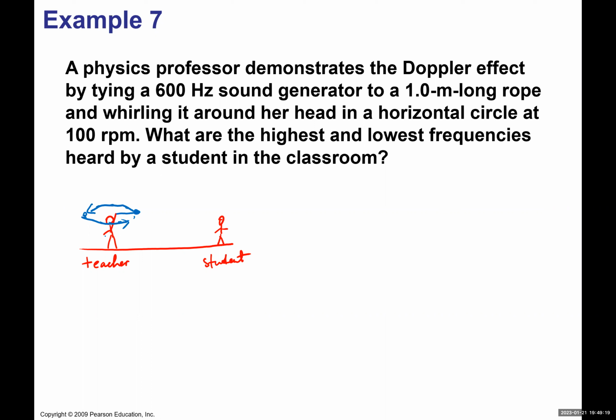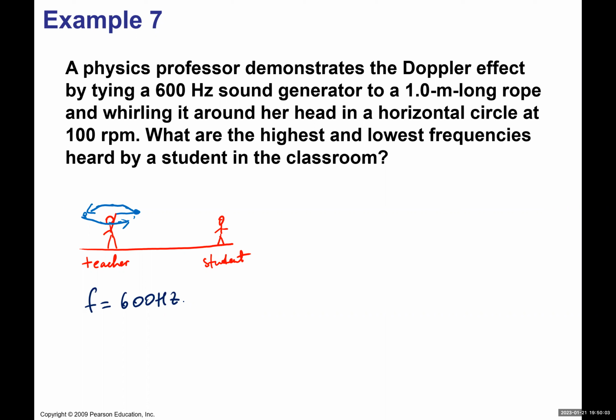So we can assume that you have two scenarios. One is moving away, the other is moving toward the student, and we can use those two scenarios to calculate. So we are given the original frequency of the generator, which is 600 hertz. But we're not really given the speed at which it's going around. But we are given the length of the rope, and we're given 100 RPM, which is technically the angular velocity. Hopefully you remember how to relate tangential speed to the angular velocity.